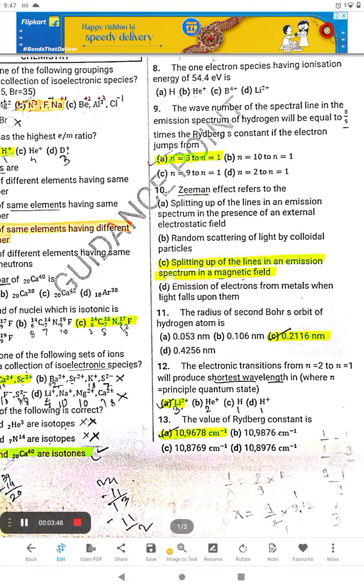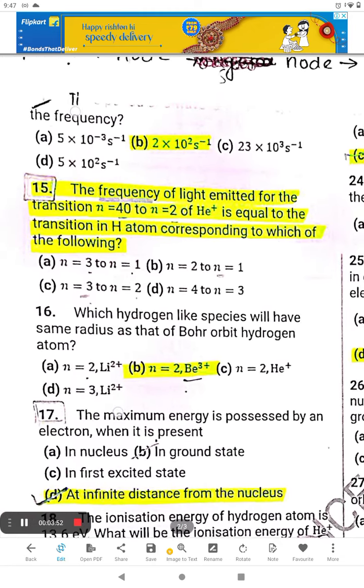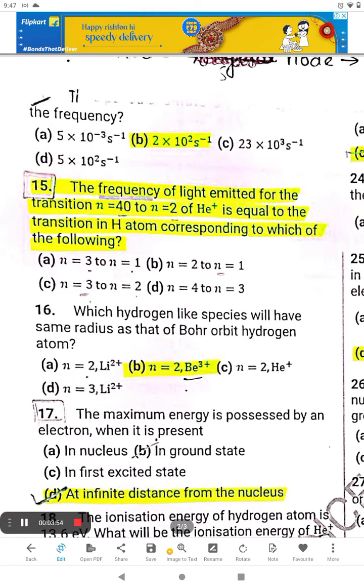Then now see, the 15th question says that the frequency of light emitted for transition n equal to 4 to n equal to 2 of helium plus is equal to the transition in H atom corresponding to which of the following?